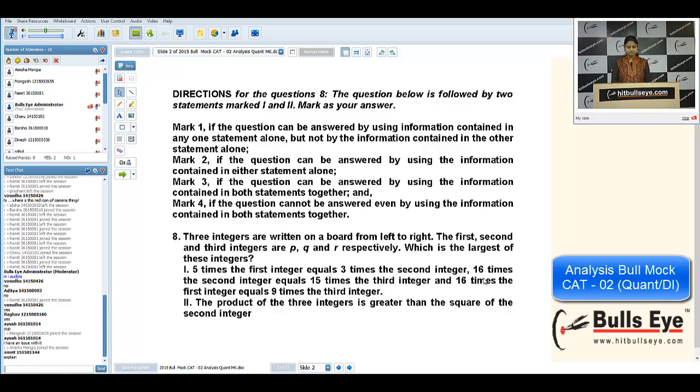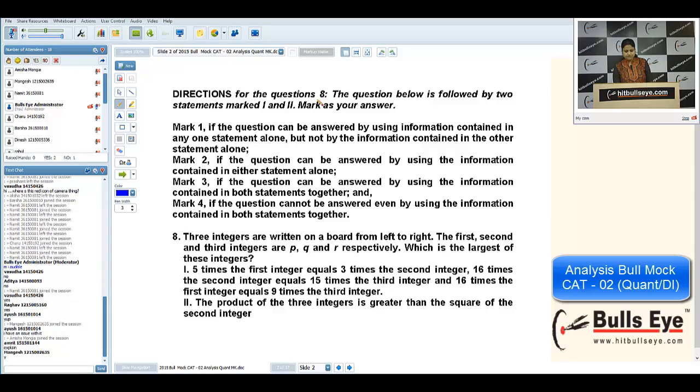Yes, Ayush? Okay, let me explain. See, 3 integers are written on a board from left to right. The first, second and third integers are P, Q and R respectively. Which is the largest of these integers? What is the first condition? First condition is 5 times the first integer equals 3 times the second integer, 16 times the second integer equals 15 times the third integer.